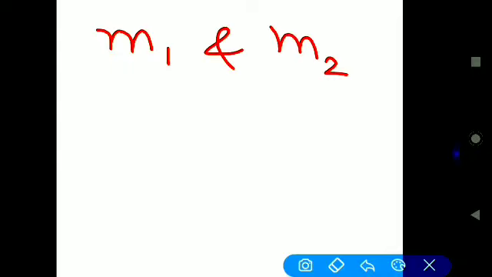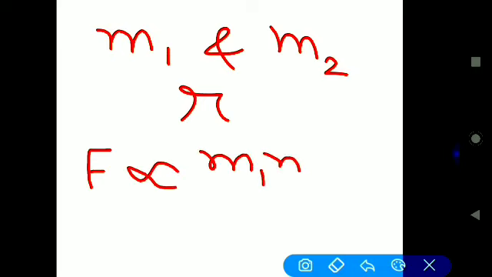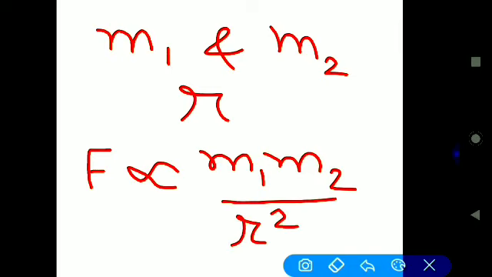In the universal law of gravitation we have studied that if two masses m1 and m2 are separated by some distance r, then the force acting between the two masses is directly proportional to their product, and it is inversely proportional to the square of the distance between them. So this is about the universal law of gravitation given by Newton.